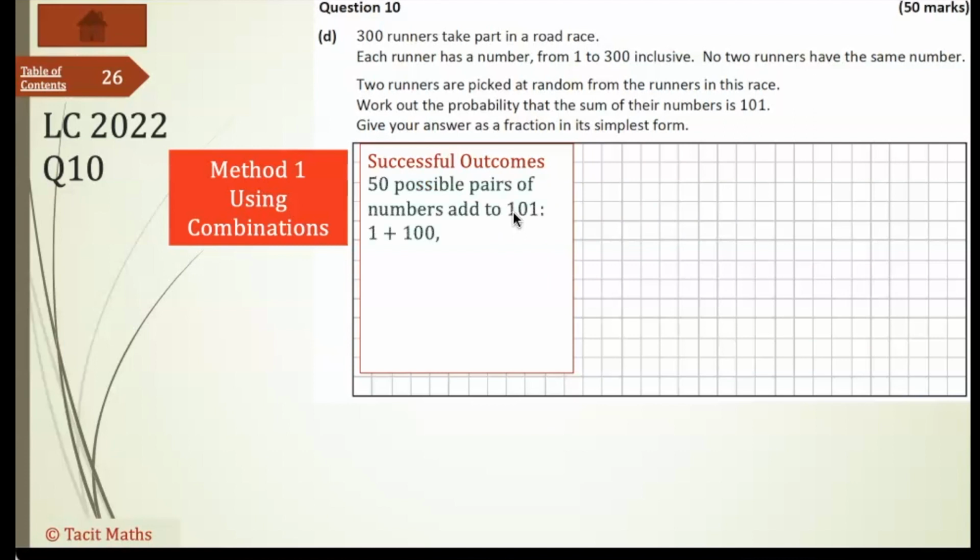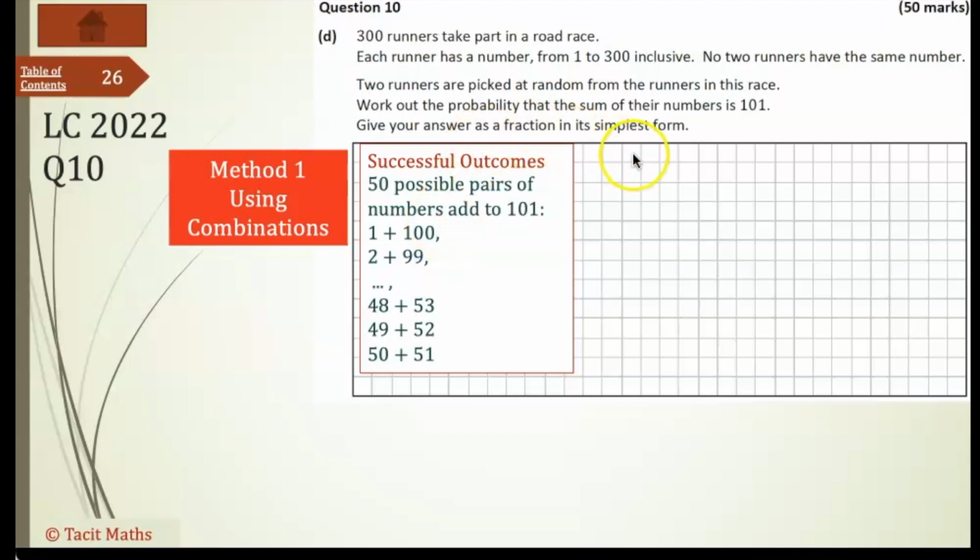There's obviously 1 plus 100. If those 2 were picked, that adds up to 101. 2 plus 99. If you keep going with this pattern all the way to the very end, 48 plus 53 will give you 101. 49 plus 52 will give you 101. 50 plus 51. And once you've got to this, you're kind of back to square one again. So these are the possible combinations that will add up to 101. Now, how many of them are there? Well, there's 50 of them. So there's 50 possible successful outcomes here.